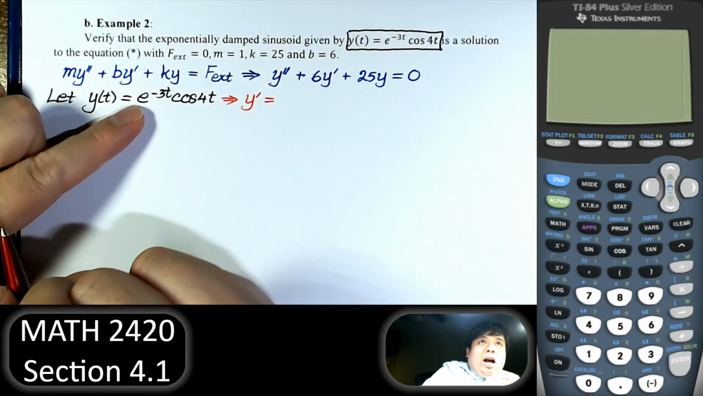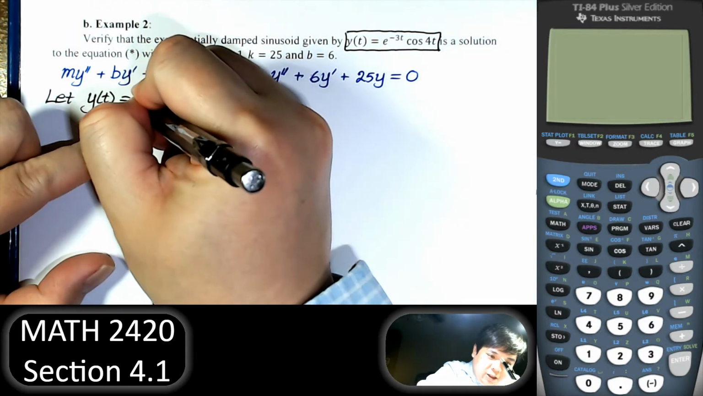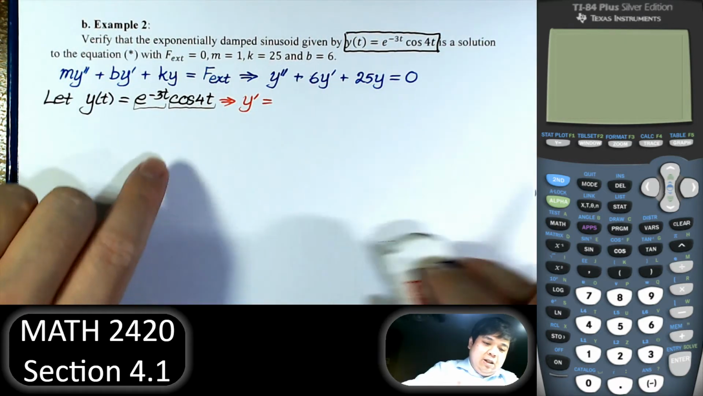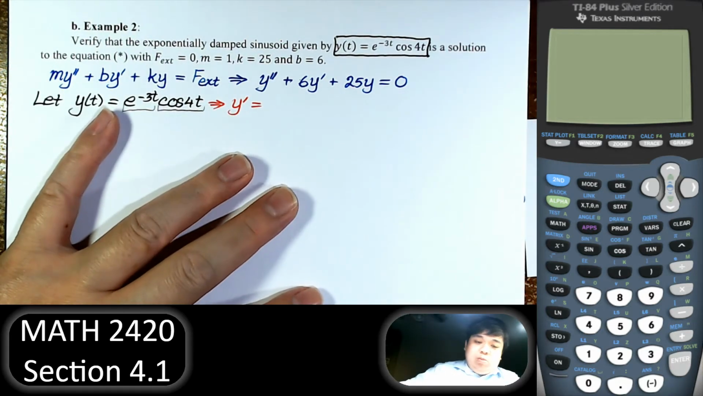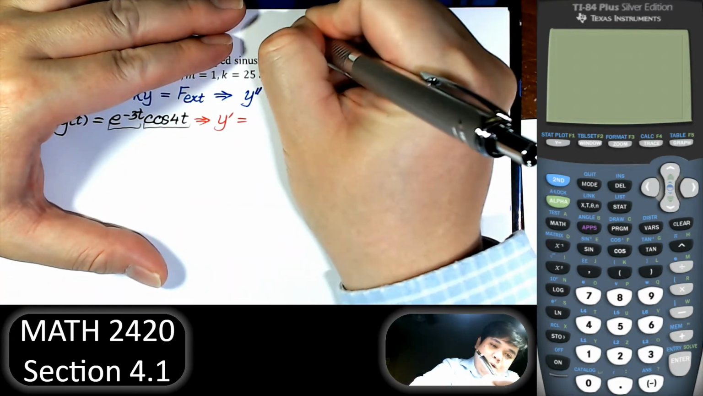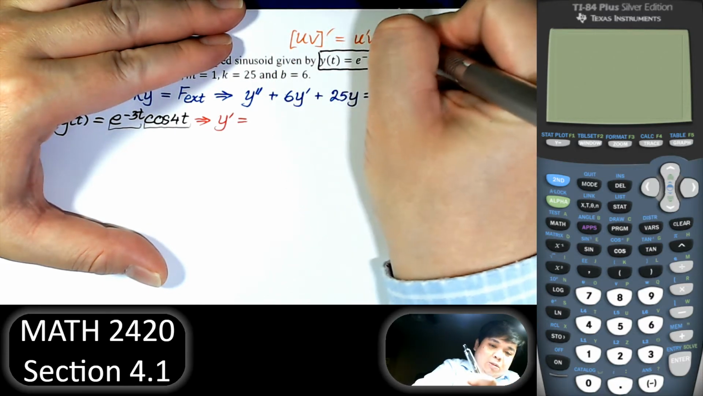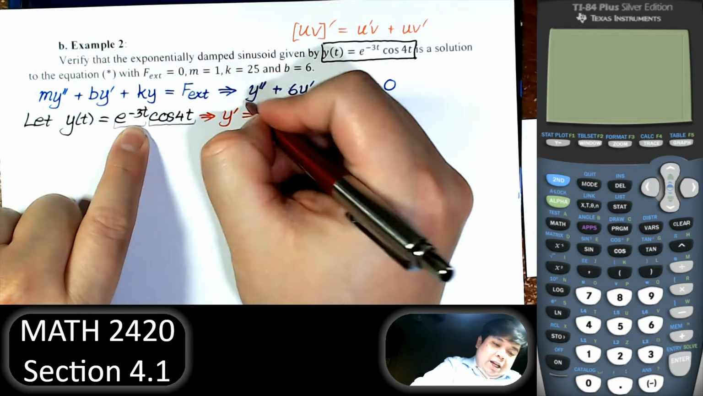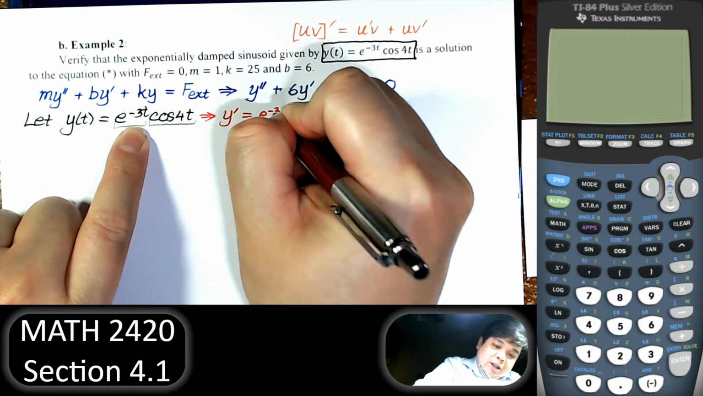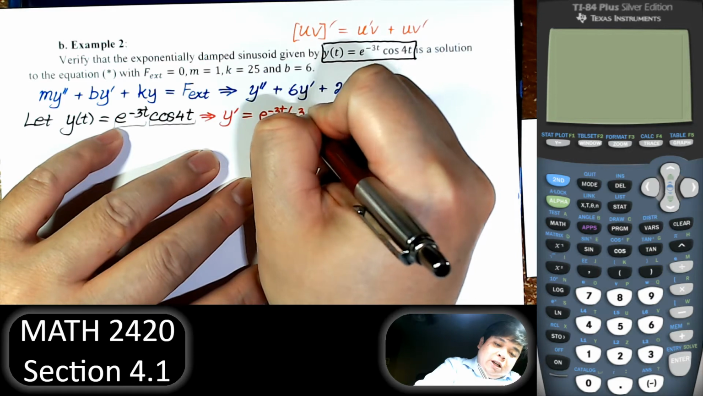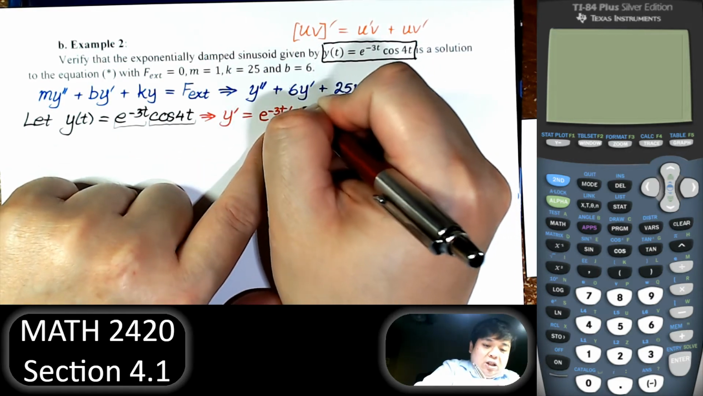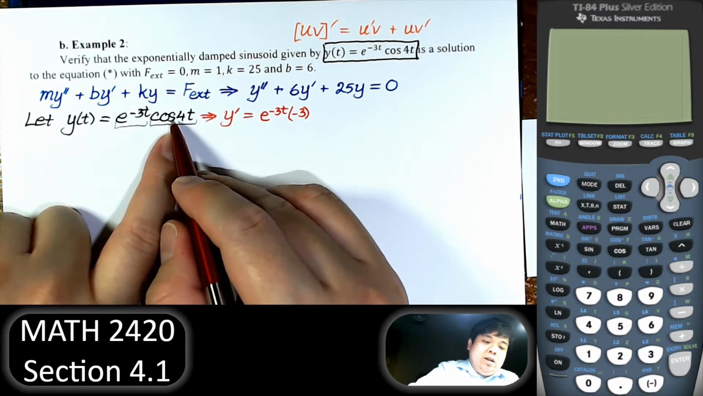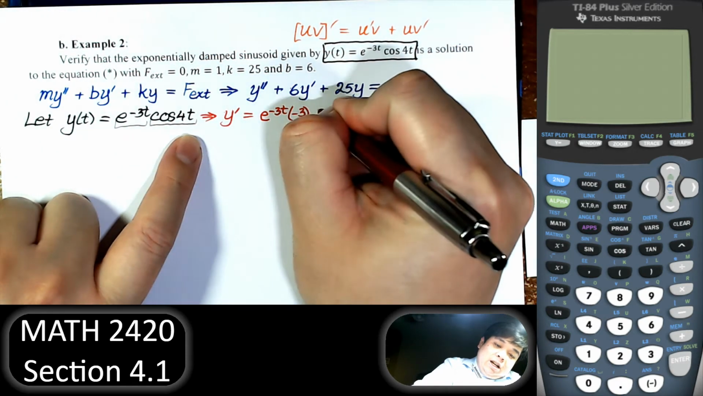Now we take the derivative. Derivative of this, we have to use the product rule. So product rule: u prime v plus u v prime, right? So u prime, the derivative of e to the negative 3t, is e to the negative 3t times negative 3, the derivative of negative 3t. So that is the derivative of the first one, e to negative 3t times negative 3, and then the second term, v.